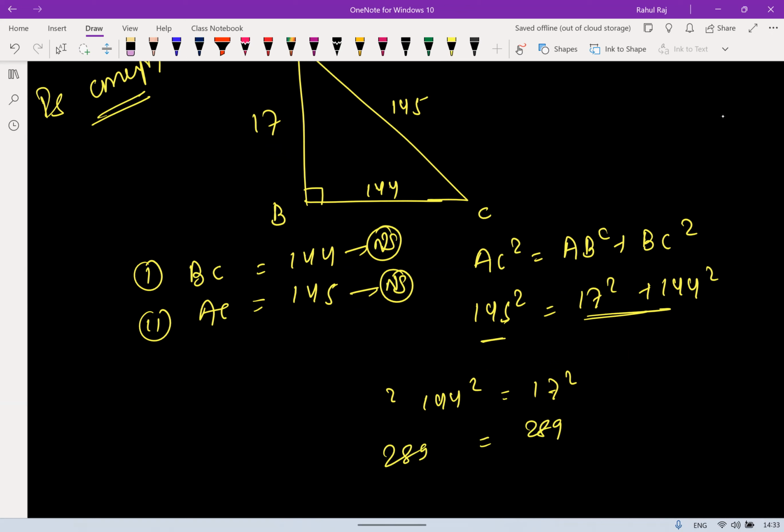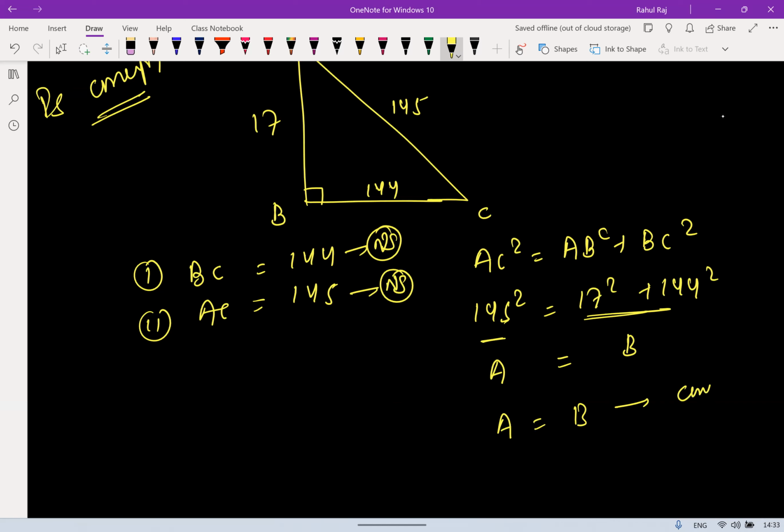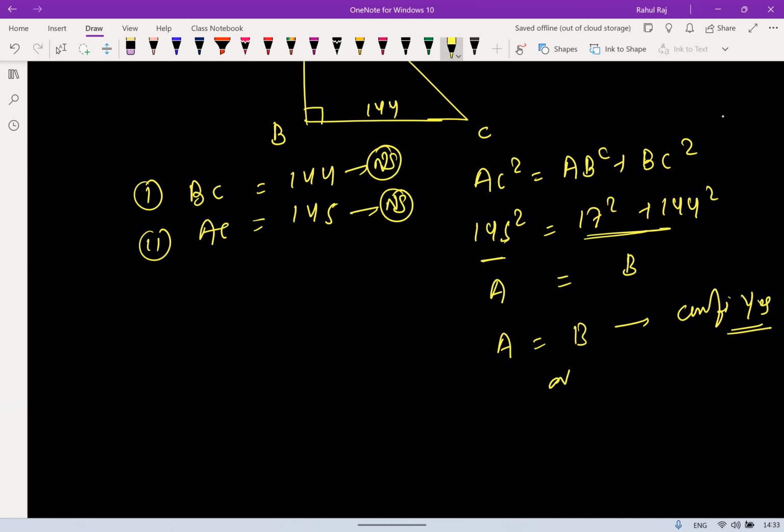But technically, do you really need to do this over here, Shwati? Because imagine the value of 145 square is A. The value of 17 square plus 144 square is B. If I say to you A is equal to B, what do you mean there, Shwati? Confirm yes answer, right? Either you get A is equal to B or you will get A is not equal to B. So if A is not equal to B, it's a confirm no answer. It's as simple as it is.